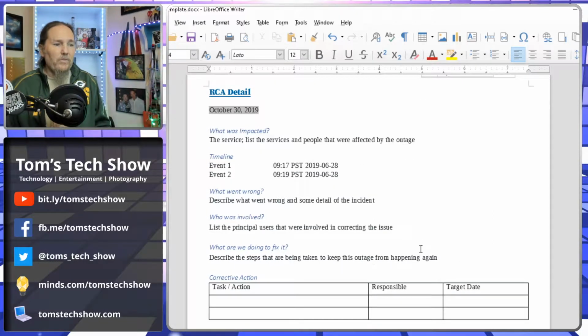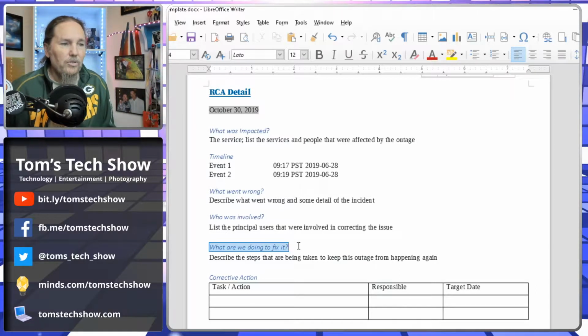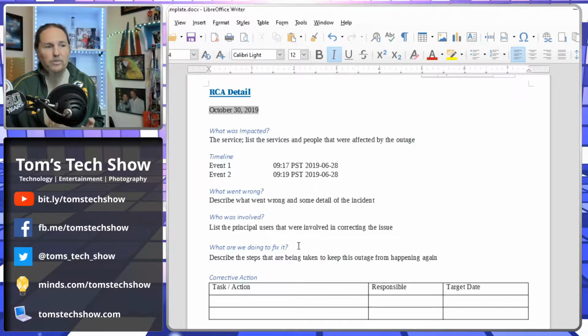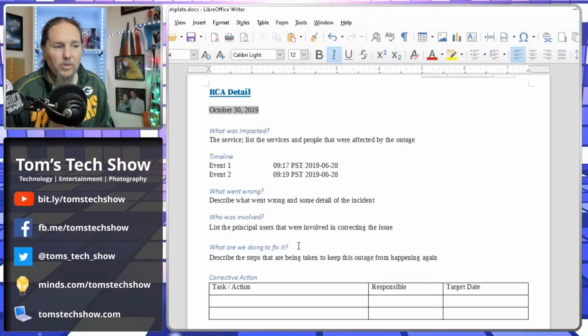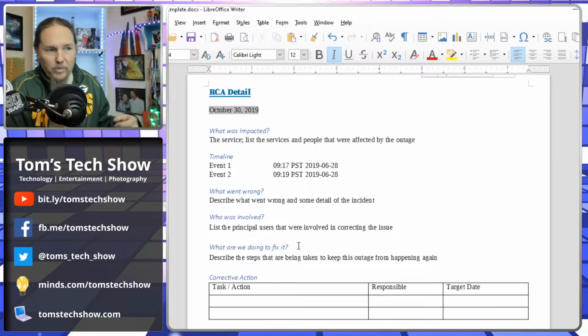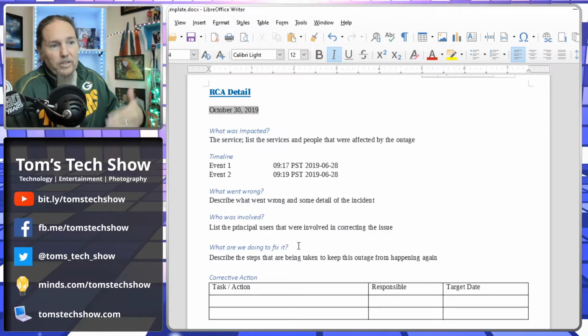Okay, so then we have to describe what we are doing to fix it. The next section is what are we doing to fix it. And fixing means what are we putting in place so that we don't have this outage again, right? So if a switch is bad and we have to reboot the switch to get it back working again, well, we need to replace that switch.